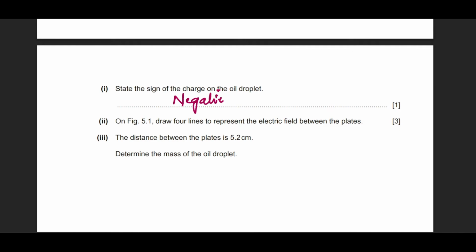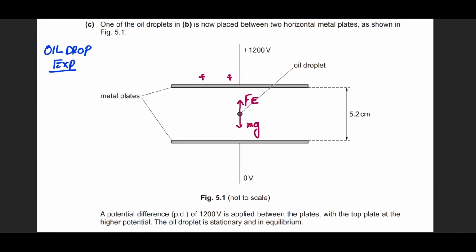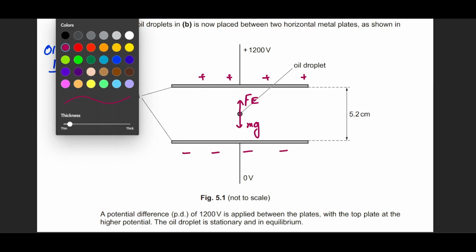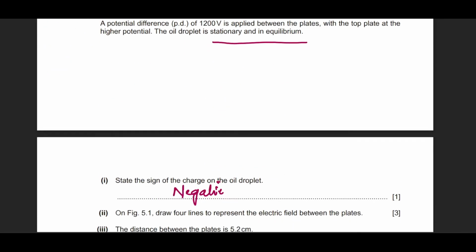He says, draw the electric field lines. Very easy question, very straightforward. If this is a positive plate, the electric field is from positive to negative. He says 4 lines have to be drawn, no problem at all. So we draw 4 lines. Please use a lead pencil and a ruler for this. And they should be pointing downwards, as the electric field is always pointing from positive to negative. You get the full marks for this.